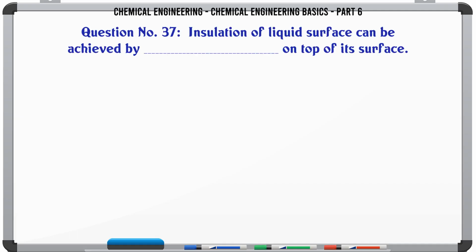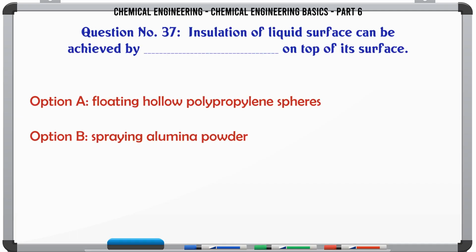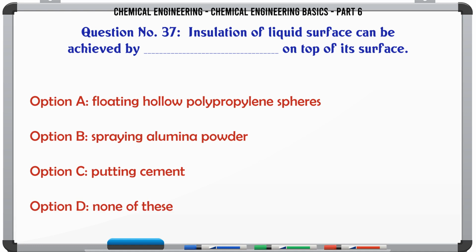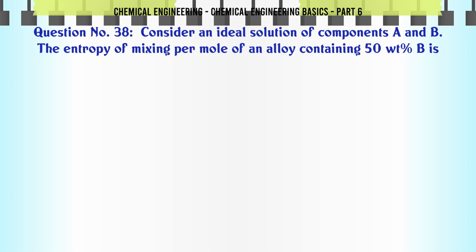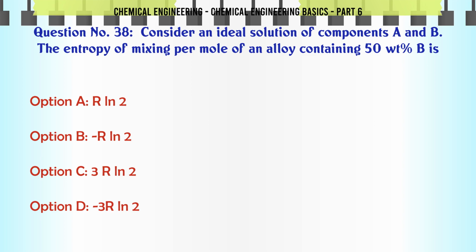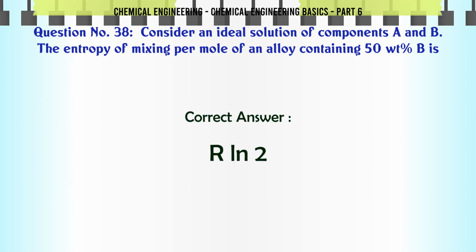Insulation of a liquid surface can be achieved by putting on top of its surface A. Floating hollow polypropylene spheres. B. Spraying alumina powder. C. Putting cement. D. None of these. The correct answer is floating hollow polypropylene spheres. Consider an ideal solution of components A and B. The entropy of mixing per mole of an alloy containing 50 weight percent B is A. R ln 2. B. R ln 2. C. 3R ln 2. D. 3R ln 2. The correct answer is R ln 2.